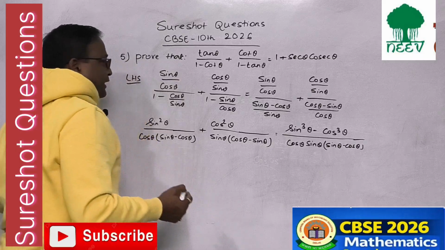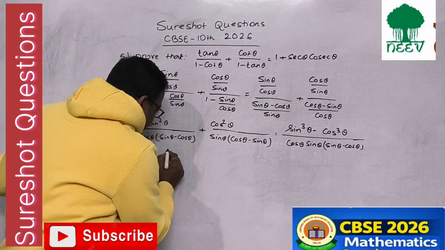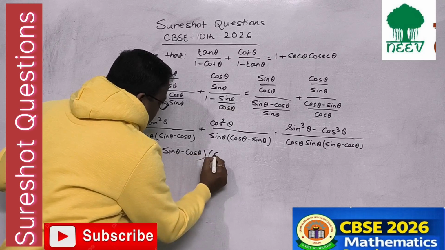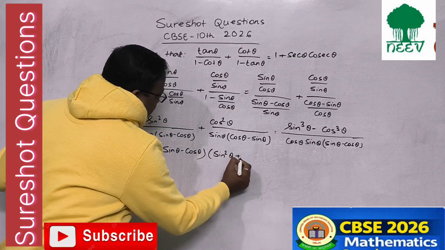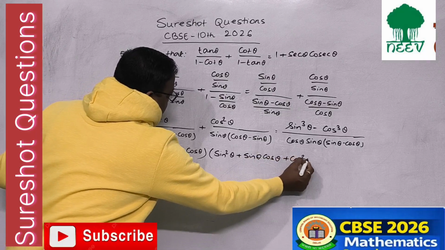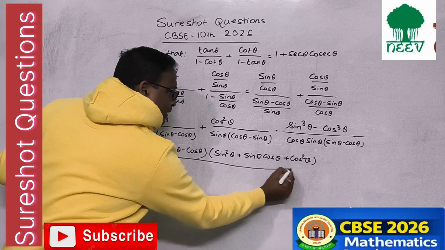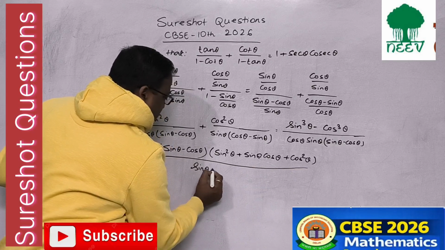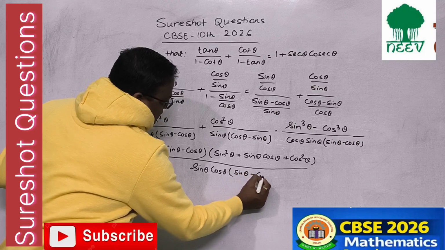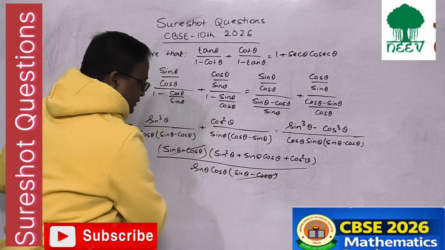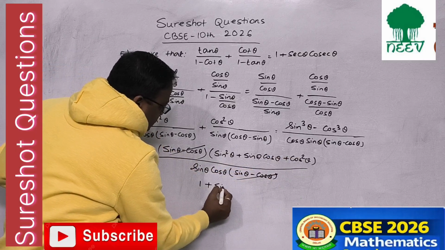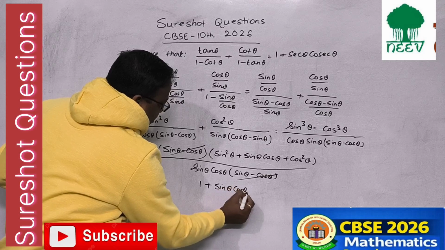Now in the numerator we are getting a cube minus b cube. So let's break that. It's (a minus b)(a square plus ab plus b square), and we have sin theta cos theta (sin theta minus cos theta). This will get cancelled. Sin square plus cos square is 1. So 1 plus sin theta cos theta.